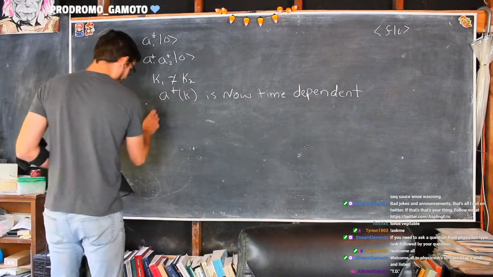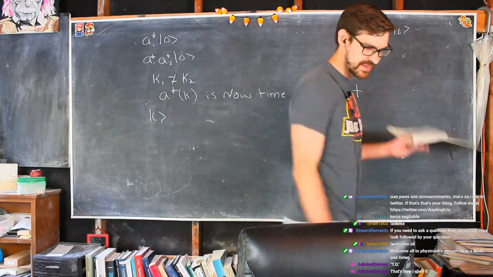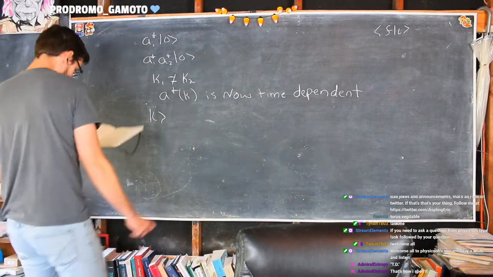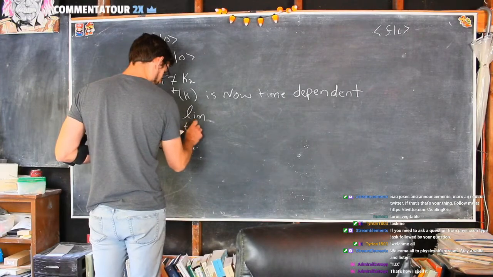Sure. Let's now establish the initial state. So we're getting closer to finding this out. This is our goal. So the initial state is going to equal the limit as time goes to negative infinity.